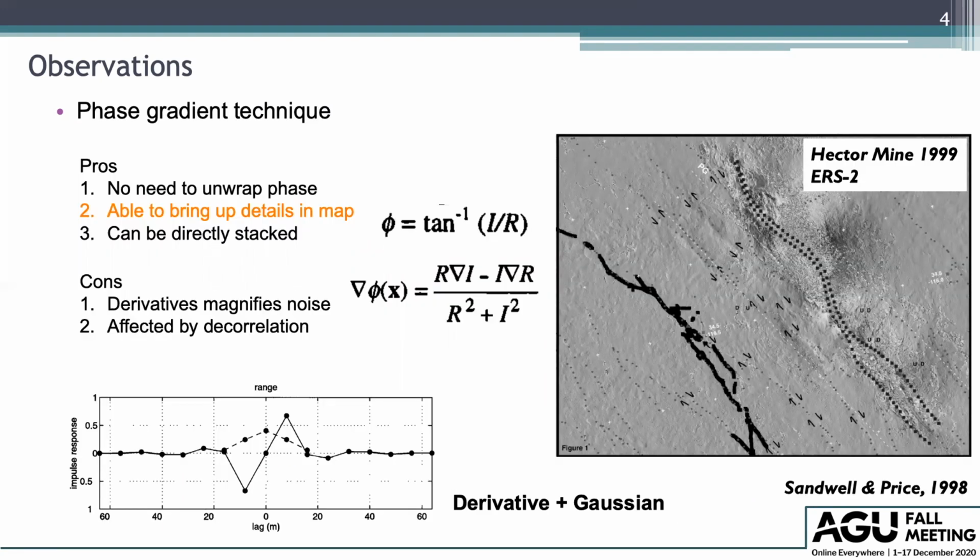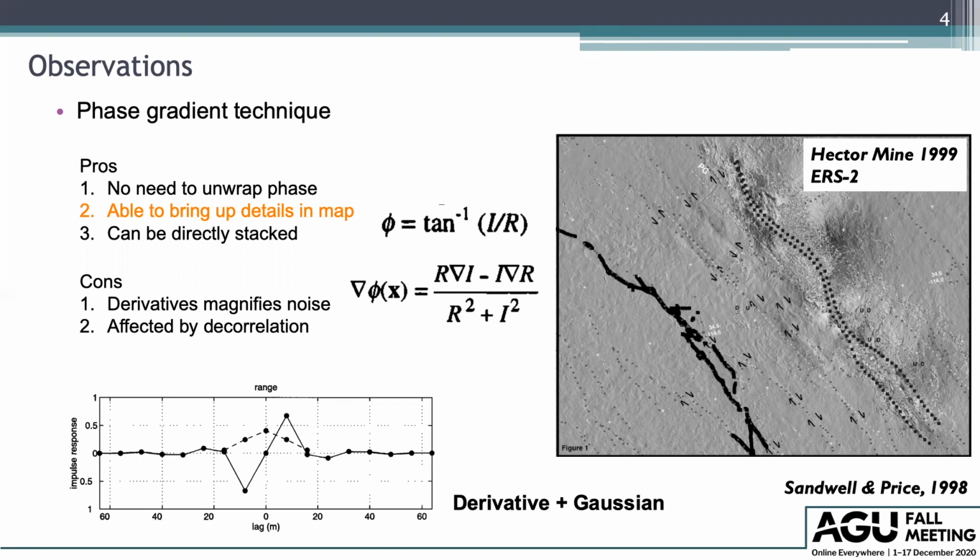And the technique is phase gradient mapping. Phase is a matter of distance, thus phase gradient is essentially measuring strain. The pros for this method are, first, there's no need to unwrap the phase, as phase gradient could be derived by combining the gradient on real and imaginary parts of the SLC. By doing that, you are able to bring up the details in the map. And because you don't have to unwrap the phase, you can directly stack them to reduce noise.